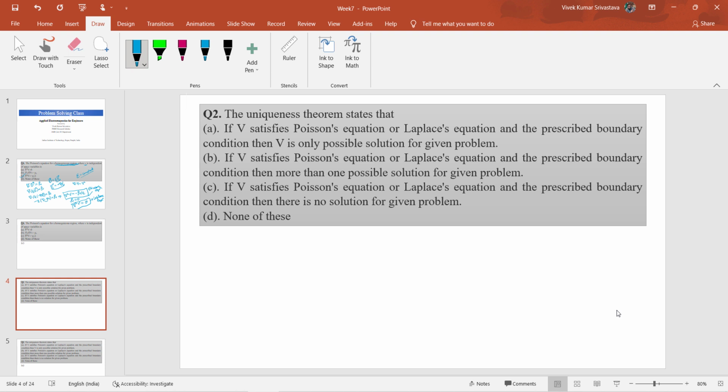So the correct answer to this question on the uniqueness theorem is option A. Basically the uniqueness theorem states that if V satisfies the Poisson's or Laplace equation within the prescribed boundary condition, then V is the only possible solution for the given problem. So option A is correct here.